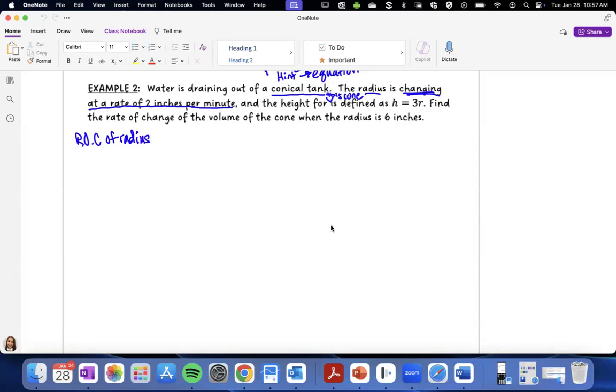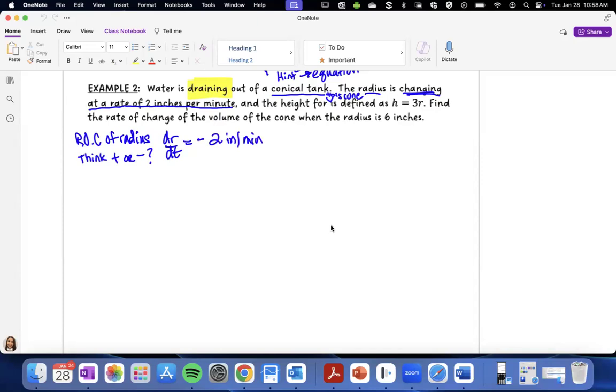Now, I have to ask myself, is this positive or negative? What do you think? You think it's negative? Tell me why. It's draining, right? So you have to actively think about that. So it's telling you the water is leaving, so we're subtracting. So my rate is actually going to be -2 inches per minute. Do you see that little tricky thing there?